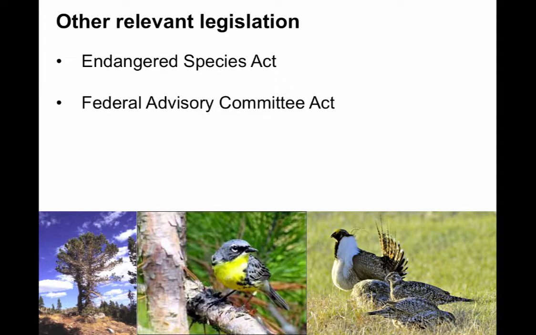There's also other relevant legislation that can impact the adaptive management process. Two of these are the Endangered Species Act and the Federal Advisory Committee Act. In terms of the Endangered Species Act, any action as part of your adaptive restoration process or your restoration plan that impacts a threatened or endangered species or their critical habitat will need to take that into account. And as a general rule, these plans are going to be much more successful when you have the federal agencies that are responsible for these species involved in the process early and often.